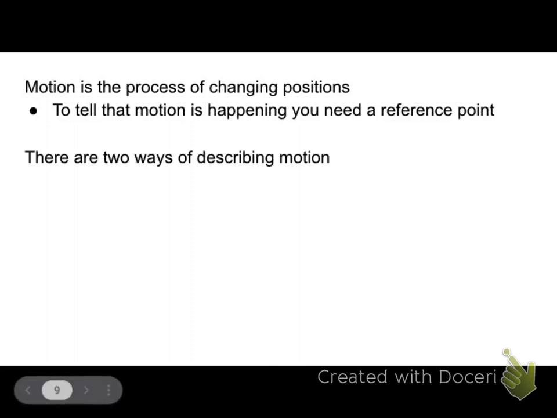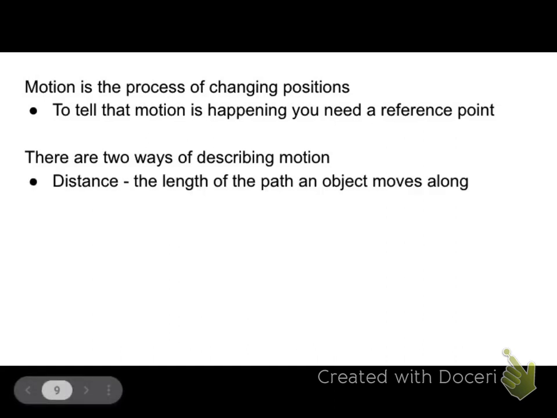Okay. There are 2 ways of describing motion. We've talked a little bit about the first one already, but let's go ahead and give you the full definition for it, which is distance is the length of the path that an object moves along. Okay, so if this is like 5 meters, when I walk from one edge of my desk to the other, my distance is 5 meters because I have moved that far. Okay. And this is the one you are probably most familiar with because when people ask you for distance, this is what they're talking about.